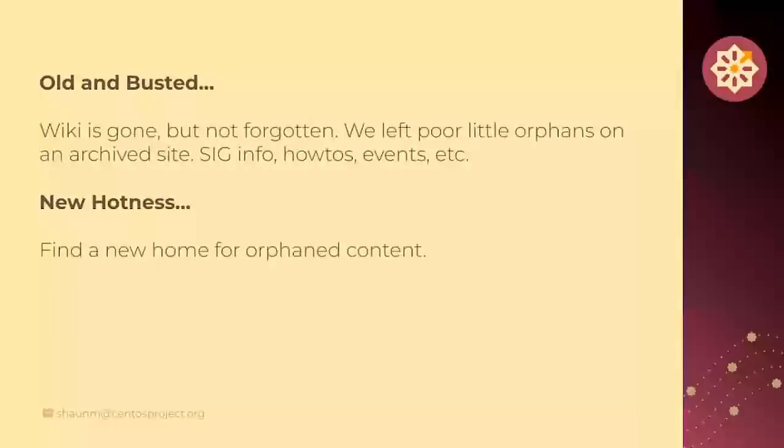You can find an archive of all the information that was on there, but it's not anymore a primary source of information. And now that it's gone, there was information that it was the primary source of truth for. So what are all of our special interest groups? That was wiki.centos.org/special interest group. What are the events that we're putting on or that we're present at? Stuff like that. We no longer had a source of information for. So the new hotness was to find a new home for all of this information.